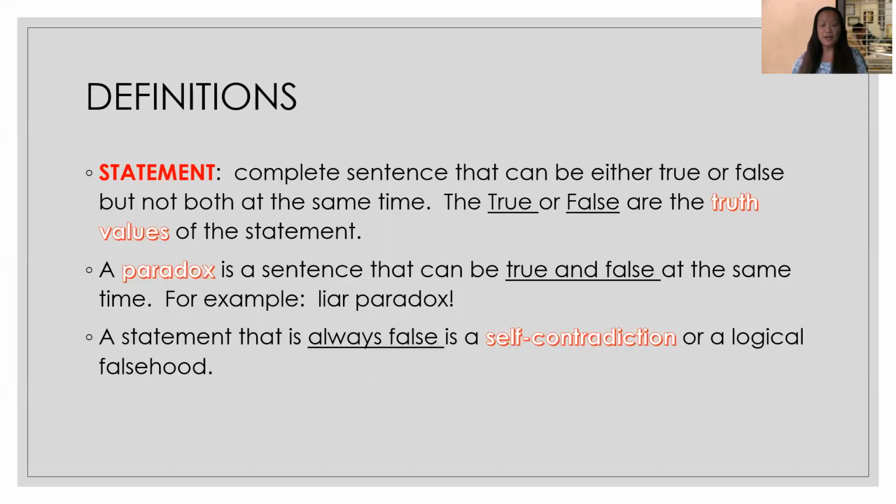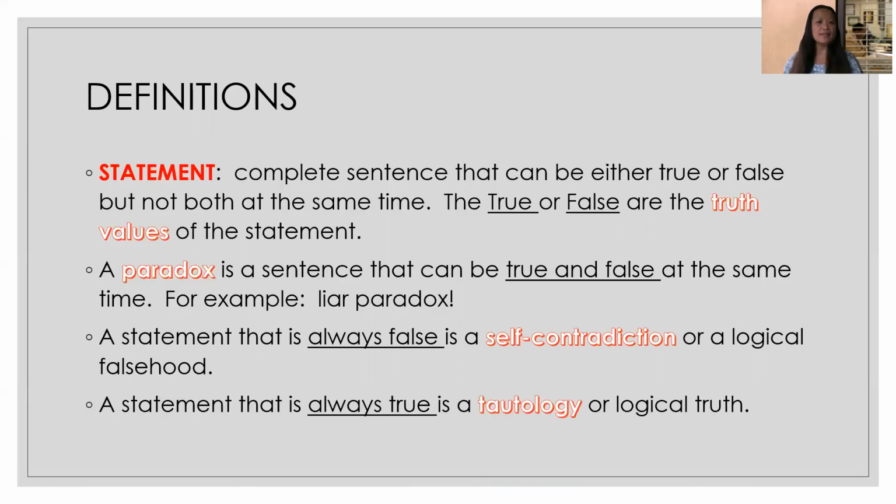Okay, a statement that is always false is what we call a self-contradiction or a logical falsehood. Okay, and a statement that is always true is what we call a tautology, a logical truth. So those are just definitions for you to understand, so that when we are talking about it in class, you know what these things mean, right?